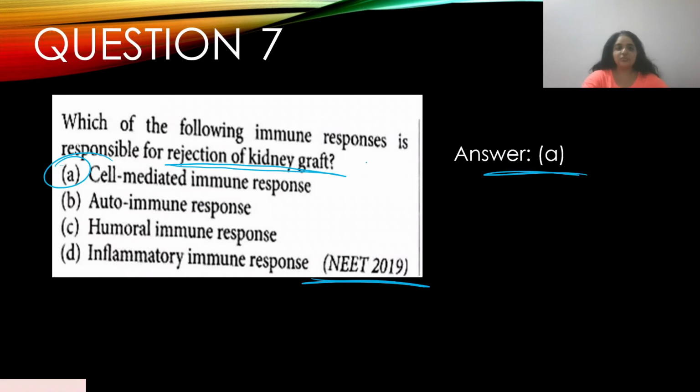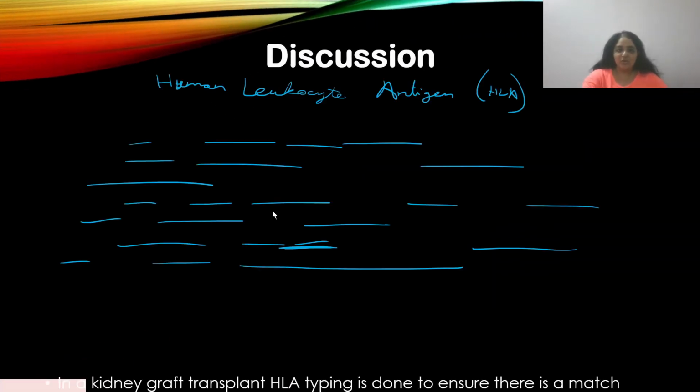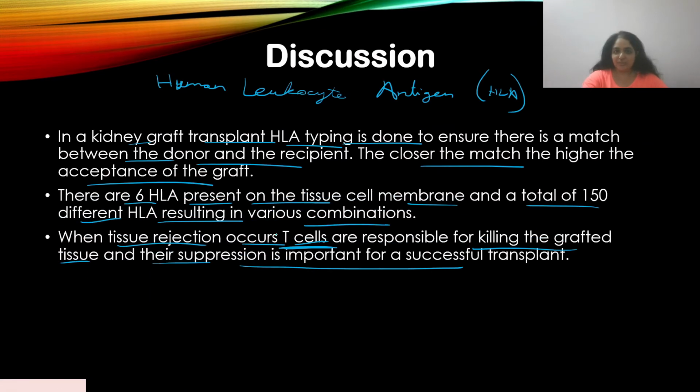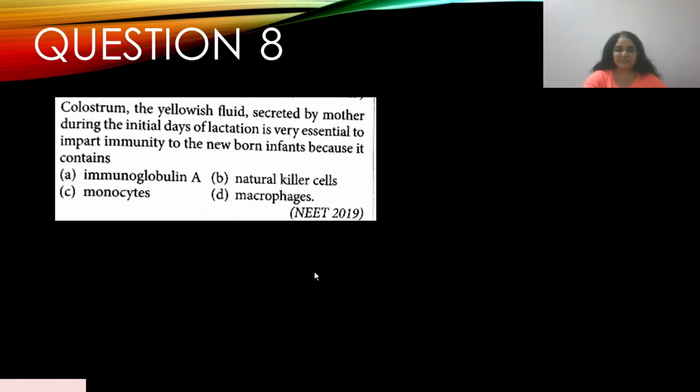So which of the following immune responses is responsible for rejection of kidney graft? It's cell mediated immune response. Okay, so this is the answer. All right, clear? This was an interesting topic to discuss, transplantation.